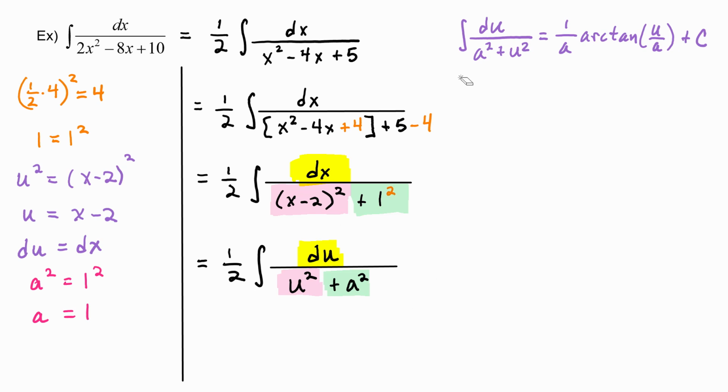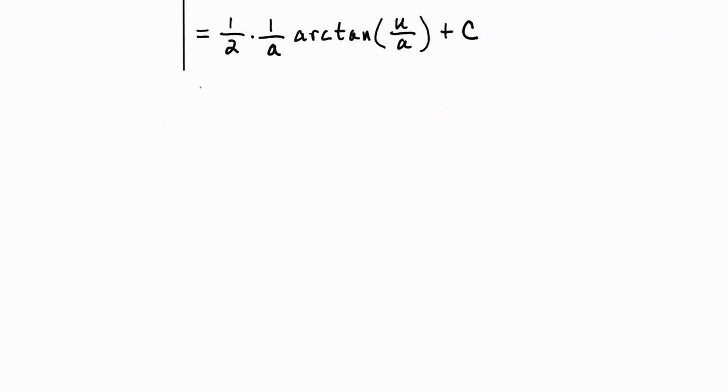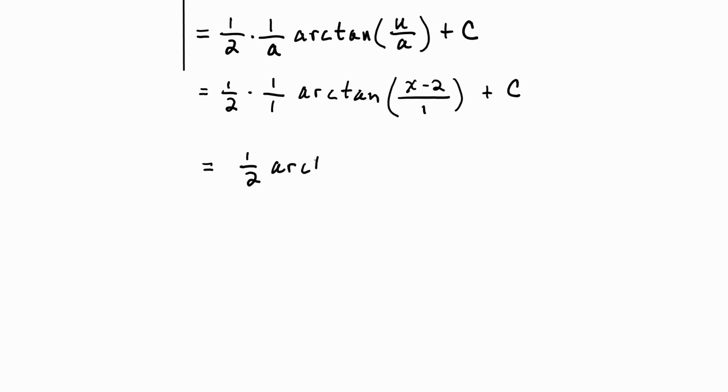Now that we have the integral formatted, we can apply the integration formula. Let's bring down this 1/2 out front, and we have to take that times 1 over a arctangent of the quantity u over a plus c. Substituting back to the original variables, we have 1/2 times 1 over 1 arctan of the quantity x minus 2 over 1 plus c. And finally, this will simplify to be 1/2 arctangent of the quantity x minus 2 plus c.